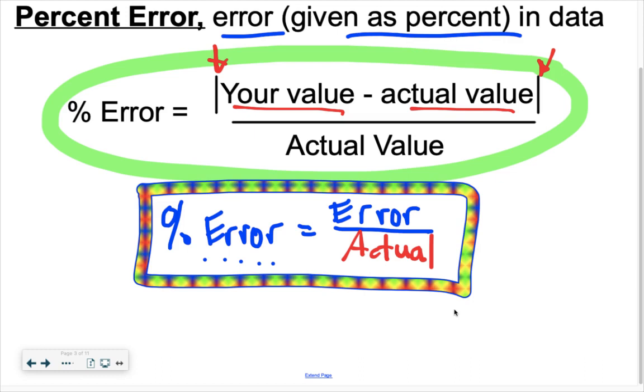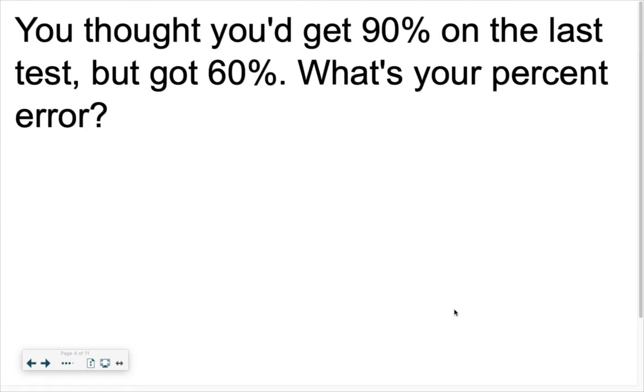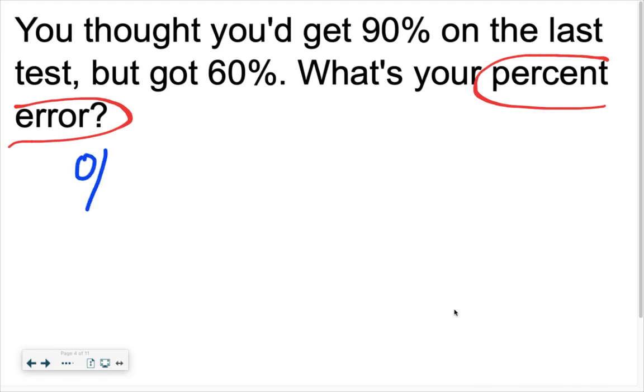So today, when we try to find percent error, we're going to put the error on top and then divide by the actual. Again, use the question to help you out, because it's in front of you. When you read it through: you thought you'd get a 90% on the last test, but you got a 60%. What is your percent error? Please circle it on up. Since it's in front of you, it's cueing you. It's helping you remember to find your percent error. So because of that, you and I are going to write down our formula.